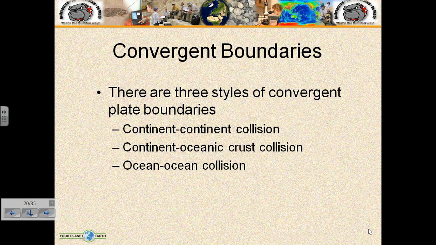Now, there are 3 styles of convergent boundaries. Within these 3 styles, they include continent-to-continent collisions, continent-to-oceanic crust collisions, and ocean-to-ocean collisions, and these refer specifically to the interaction between the types of crust. As I've highlighted, continent to continent presumably suggests that there are continental crusts that interact with a continental crust, causing a collision. In continent to oceanic, there's an interaction and collision between both types of crusts, and with oceanic to oceanic, you have an interaction between those types of crusts.